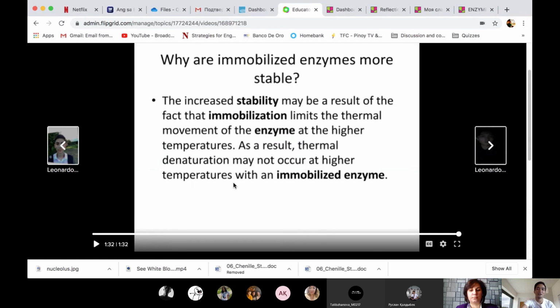For example, production of lactose-free milk. Lactose-free milk is produced using immobilized enzymes. And another good thing about using immobilized enzymes is that they are more stable, so they can last longer compared to the normal enzymes, or the free enzymes. All right, so now let's watch Mohamed Yar's video.